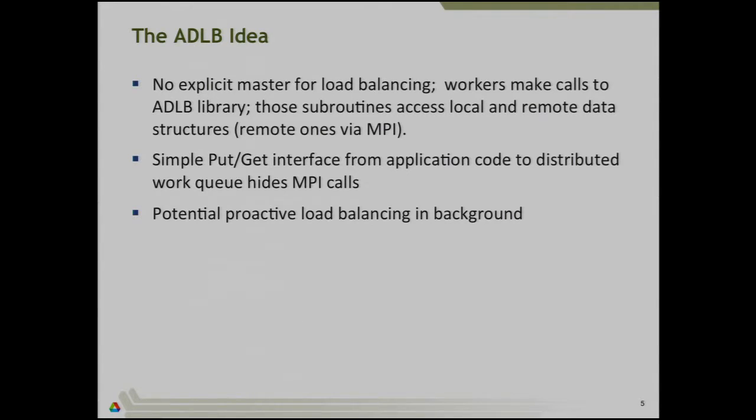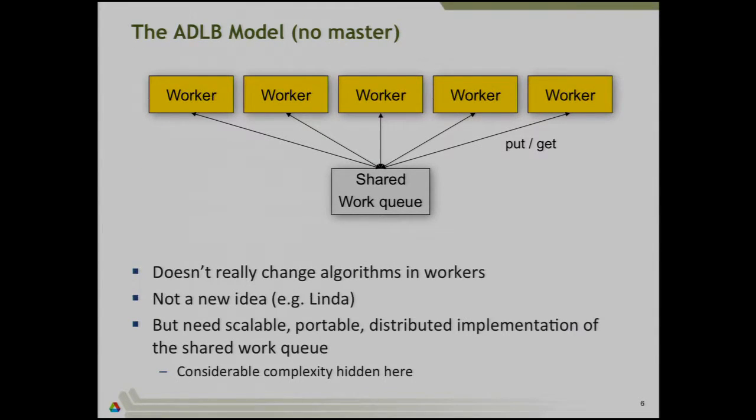And those subroutines are going to access local and remote data. When it's remote, it'll be via something like MPI, but the MPI aspect will be invisible to the programmer. So we'll use a simple put-get interface. We can put things in the work pool, and we can get them out. So in some sense, this is a two-function API.